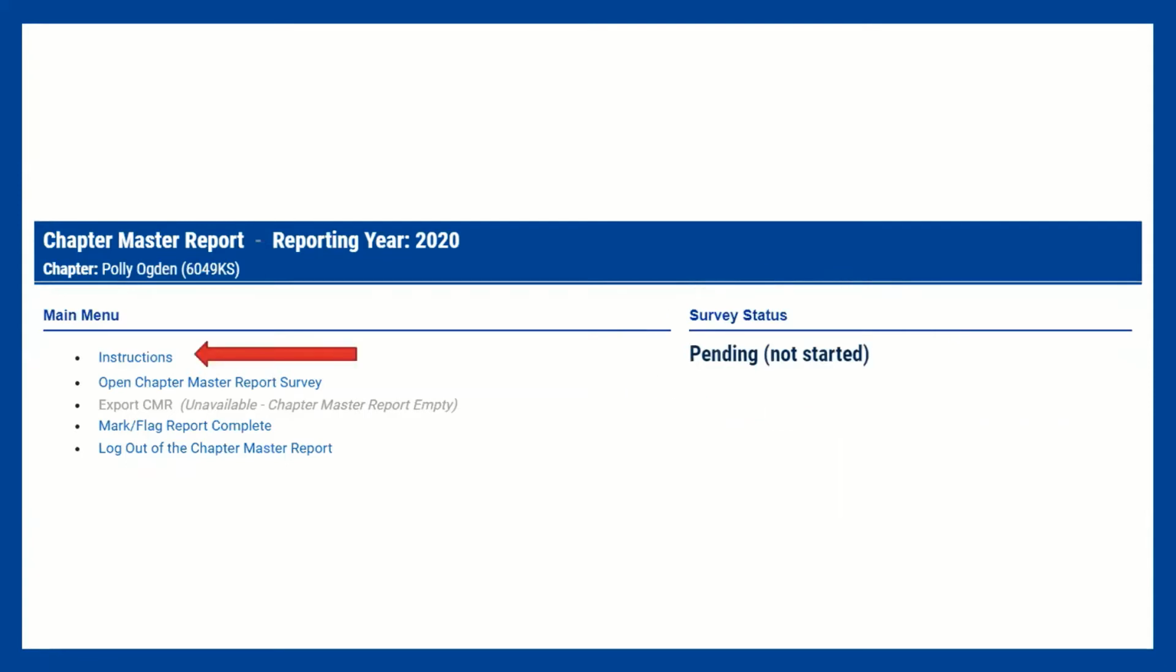From this main page, you can also access the instructions. If this is your first time completing the CMR, you might consider printing these off for reference. To begin entering information for your chapter, you will click on Open Chapter Master Report Survey.